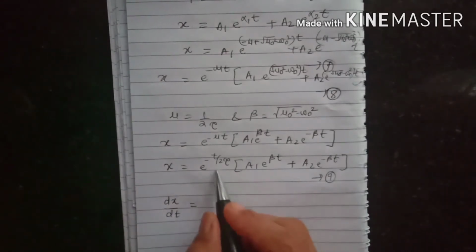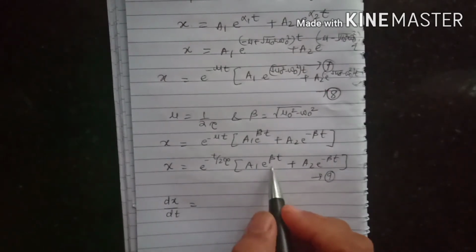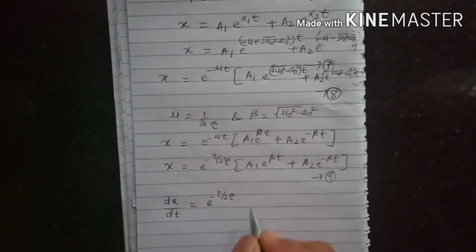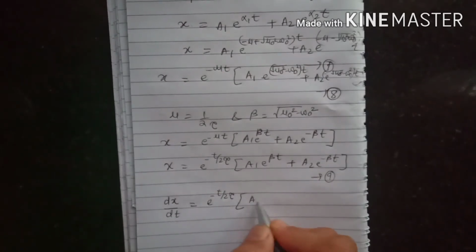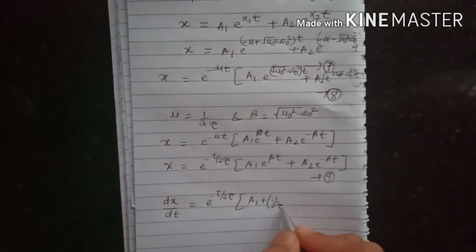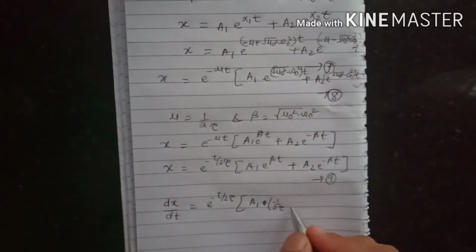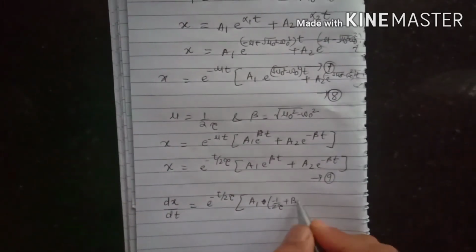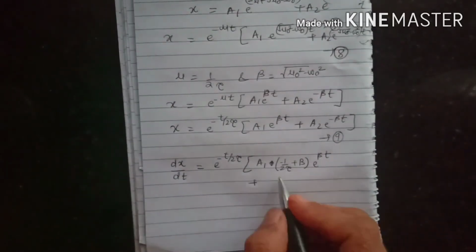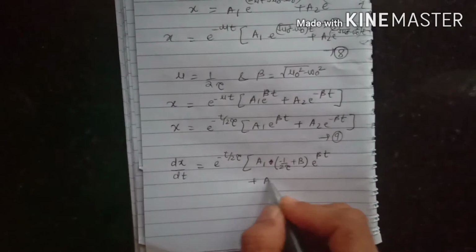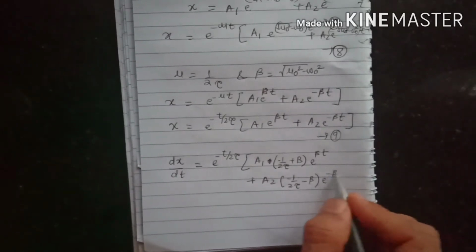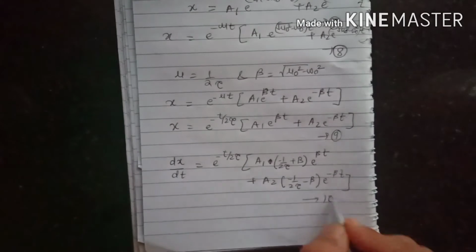So we will write e raised to minus t by 2 tau, and here also beta is getting involved. So it will be like this: e raised to minus t by 2 tau, and inside it there will be a1 in bracket, minus 1 upon 2 tau plus beta, e raised to beta t, plus a2 in bracket, minus 1 upon twice of tau minus beta, e raised to minus beta t. That is equation number 10.